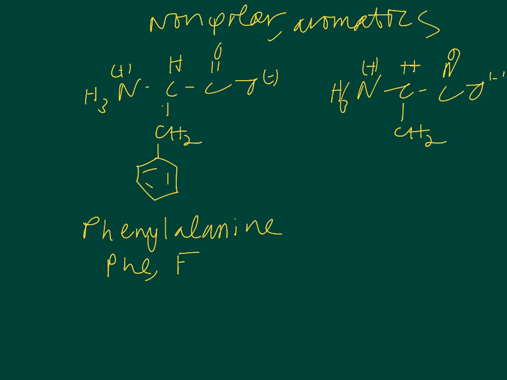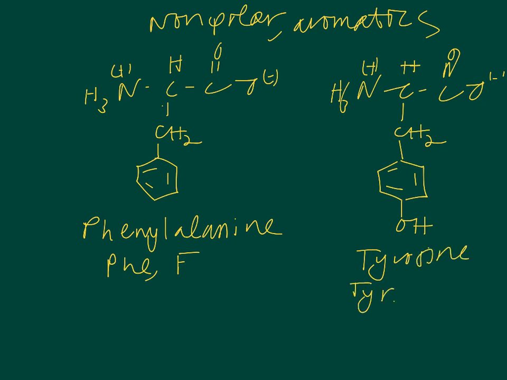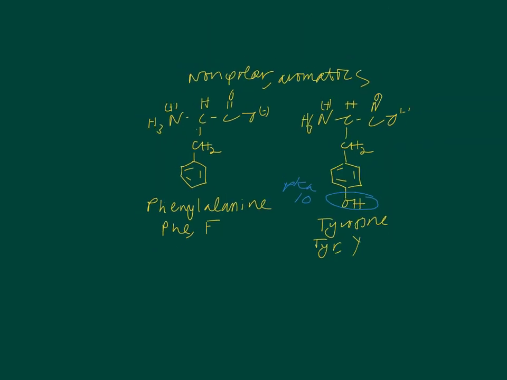The next one is tyrosine, which is a phenol instead of a phenyl. Tyrosine, TYR, and Y is its one-letter code. Tyrosine has a relevant pKa. That's this group right here, which has a pKa of 10. So that is one of the ones you're going to need to memorize and associate with tyrosine.